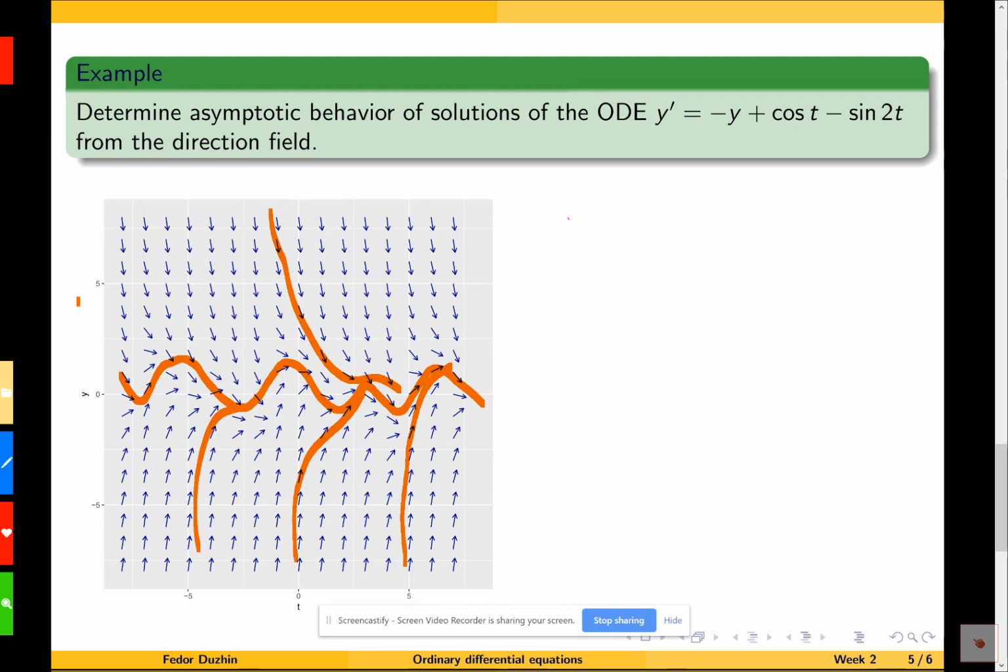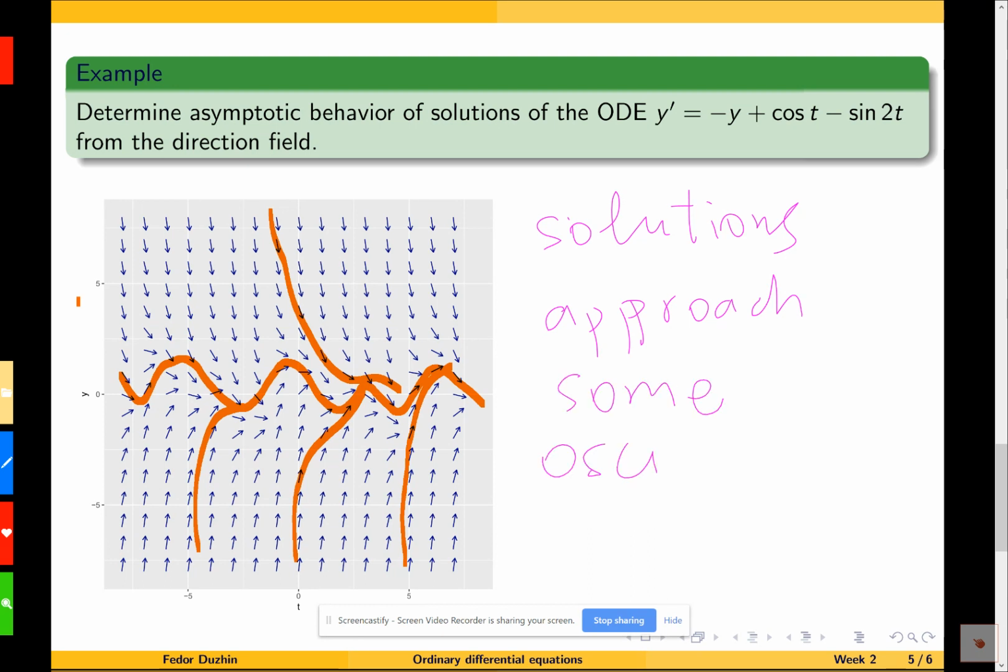Well, which means that's the answer. Unless, of course, now after lecture 2, you know how to solve this explicitly. But even without solving it explicitly, what we see here is that the asymptotic behavior is that solutions approach some oscillating solution.